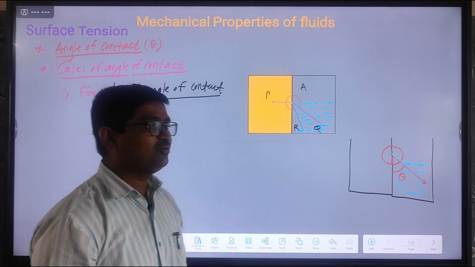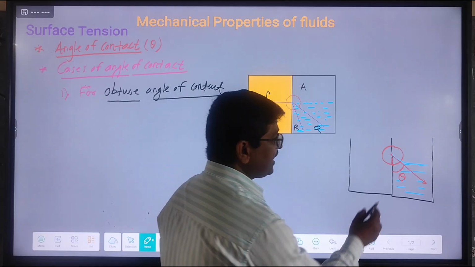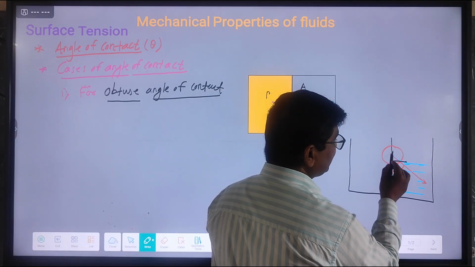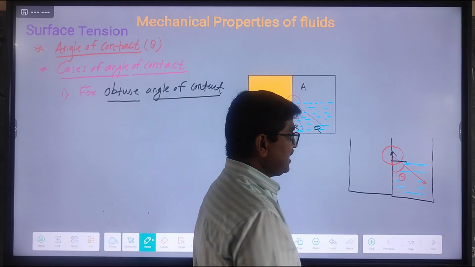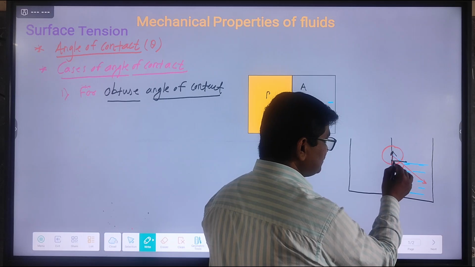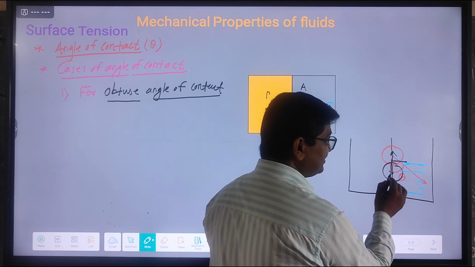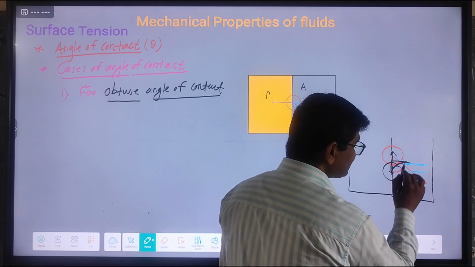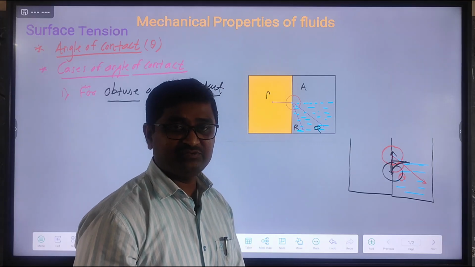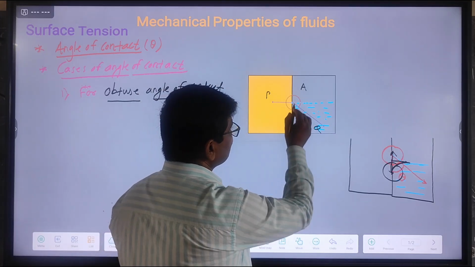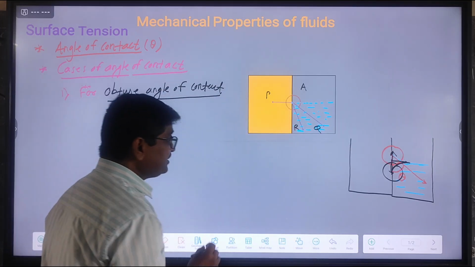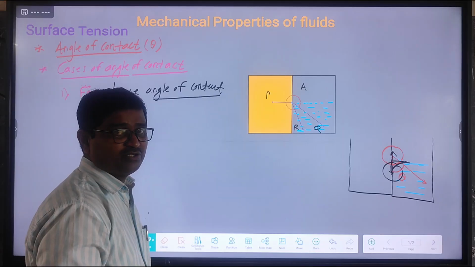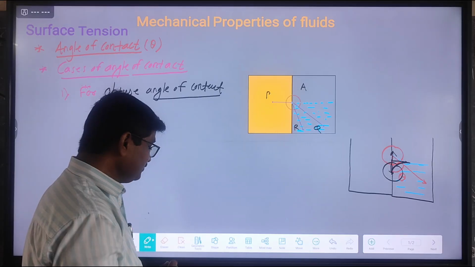So what happens when the cohesive force is effective? When the adhesive force is effective, the molecule normally creeps vertically upward, and when the cohesive force is effective, the molecule normally creeps vertically downward, and the point of contact is convex. That is very important. So the molecule is shifted vertically downward because the cohesive force is strong as compared to the adhesive force.